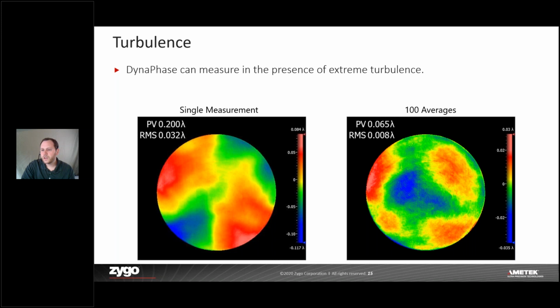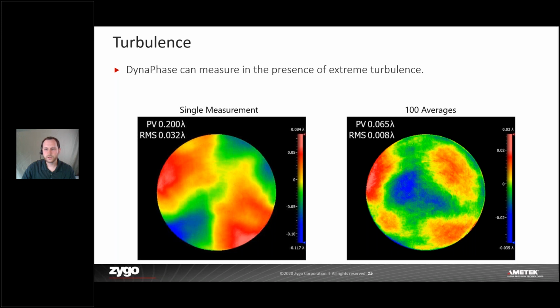And as I said before, Dynaphase can measure in the presence of extreme turbulence. Because we're able to capture every individual frame so fast, that turbulence effectively gets frozen in time and we're able to calculate a surface map. And since we can measure so quickly, and that turbulence is normally quite random, we can then average many measurements together to negate those effects of turbulence.